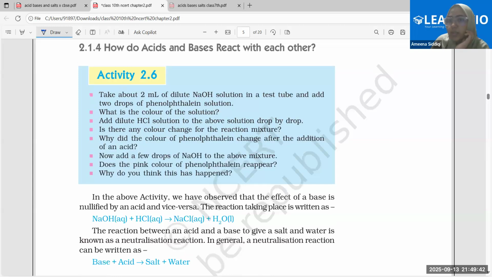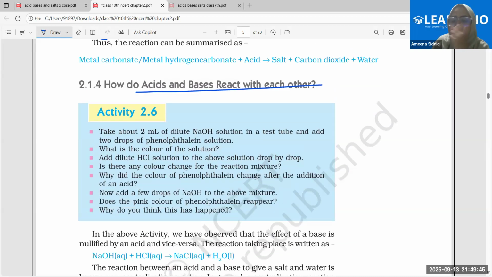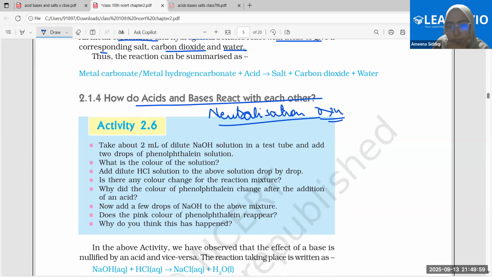How do acids and bases react with each other? What is the name of this reaction? Neutralization reaction. Amir, I have a question for you. What type of reaction is the neutralization reaction, beta? The one in which acids and bases combine together to form salt plus water. Yeah, that's right. You have defined what a neutralization reaction is, and that is 100% right. My question is that we have learned some types of chemical reactions in the first chapter, right? On that basis, what type of chemical reaction is this neutralization reaction?